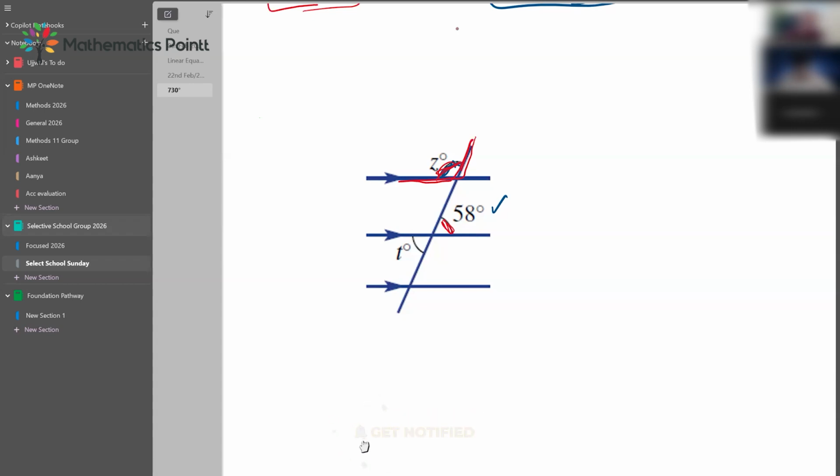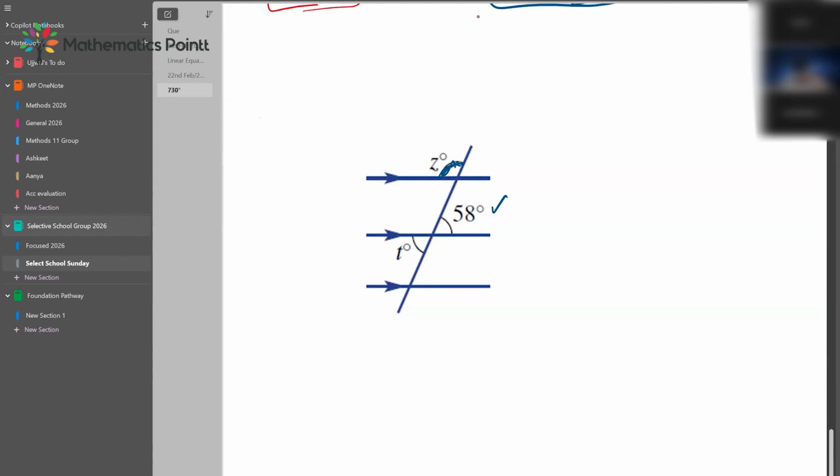So, number one, there is no relationship between Z and 58 degrees. I did not tell you they're corresponding. Yes, you didn't realize, and that's what happens in the exam. I have no relationship with Z and 58 here. Nothing. So what do I do? I do have a relationship here.